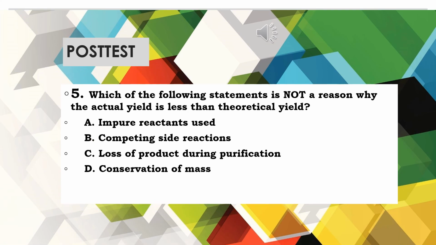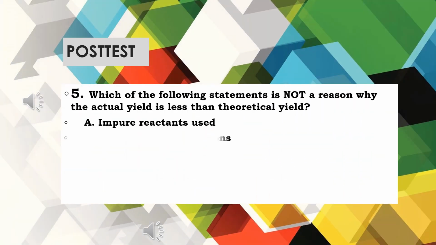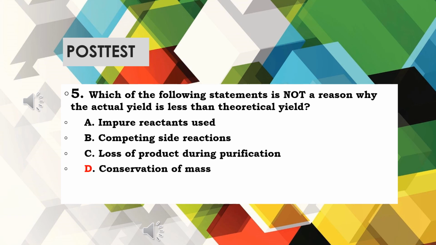Number 5. Which of the following statements is not a reason why the actual yield is less than the theoretical yield? A. Impure reactants used. B. Competing side reactions. C. Loss of product during purification. Or D. Conservation of mass. And the answer is letter D.